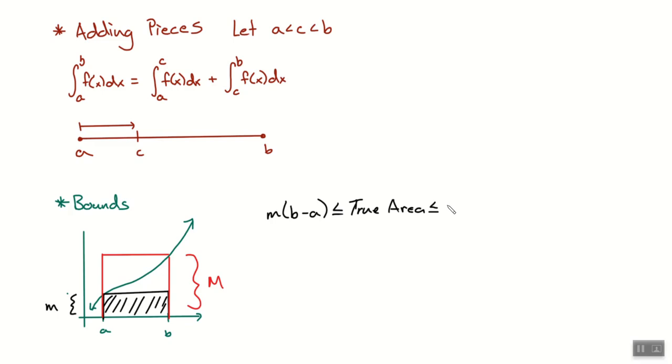What's the height of that rectangle? Big M. And what is the width of that rectangle? B minus A. All that we say is if we have an integral and we have these values, and there's some variations of this that we're just dealing with one nice example here, but we should be able to find a small area and a big area and agree that it's somewhere in between those.